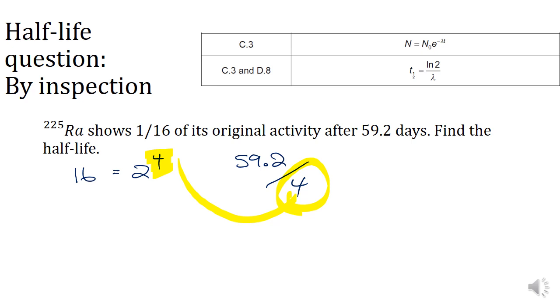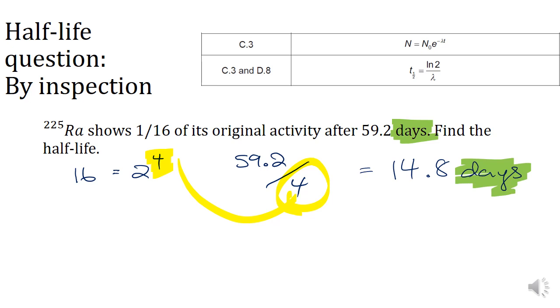59.2 divided by 4 gives us 14.8. And it's really important that you remember to put units on. So the unit we've got here is days, so the unit that comes out at the end has to be days, because the time frames we're looking at, this could be 59.2 years. You have to make sure you're writing down your time unit here.